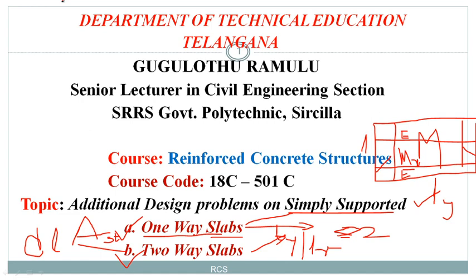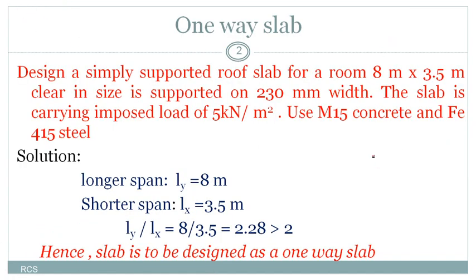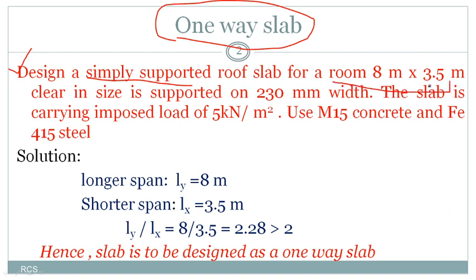So let me explain the one-way slab first. The one-way slab problem is given here. Based on this condition, we have to design the one-way slab. They have given one problem: design a simply supported roof slab for a single room, 8 meters by 3.5 meters in clear size, supported on walls of width 230 mm. The slab is carrying an imposed load of 5 kilonewton per meter square. Here you have to use M15 grade concrete and Fe 415 steel.